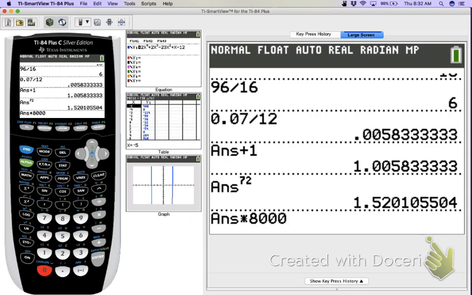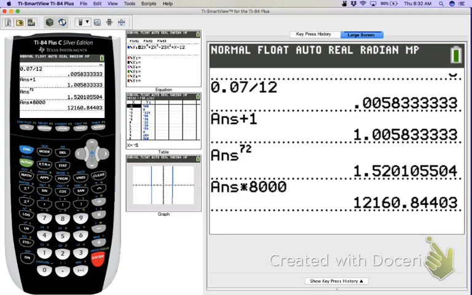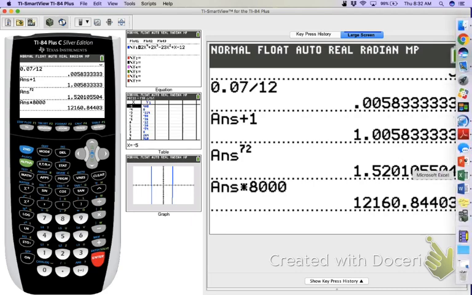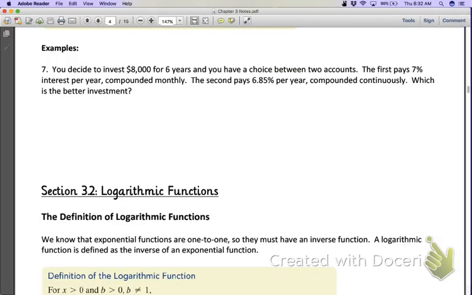Doing it this way, you don't have to type it in and make sure you have all the parentheses. So then we get $12,160.84. A was 12,000 what? And then how many cents? 84 cents.